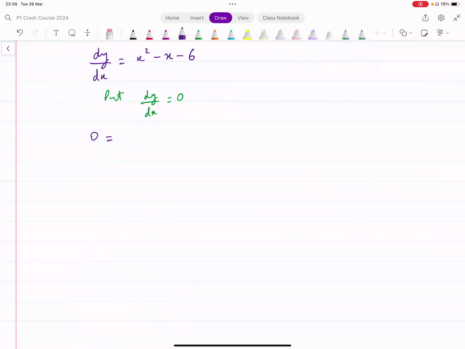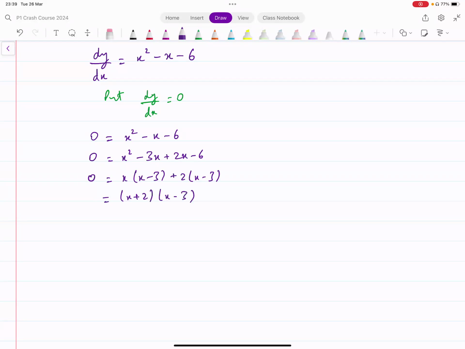And that gives us 0 equals x squared minus x minus 6. You can solve this equation, see what that gives you. Can we factorize this? Yes, x squared minus 3x plus 2x minus 6 equals 0. And that leaves us with x into x minus 3 plus 2 into x minus 3. We get two factors, x plus 2 and x minus 3, which means x either equals -2 or x equals +3. These are two x values at which we would have turning points.